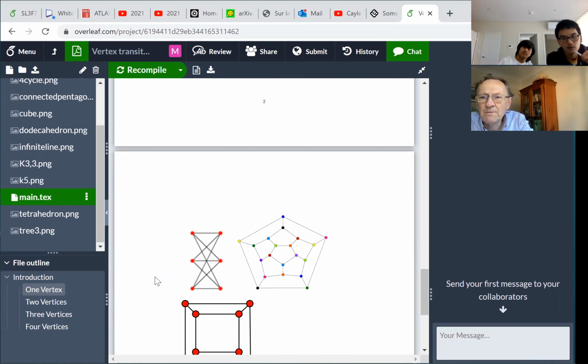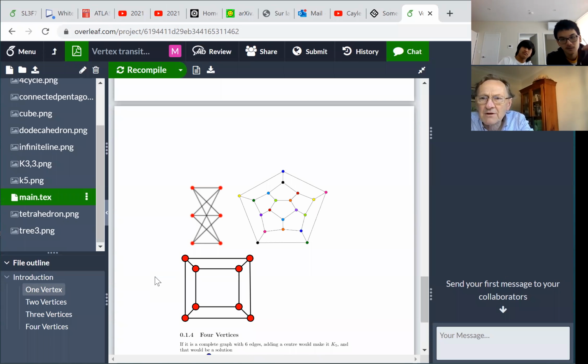So you've got a cube, you've got a graph there. I think that's a dodecahedron, isn't it? Yeah, that's the dodecahedron. So that's one, but there are many others, I think. Are there infinitely many others, or is it finite? I think there could be infinitely many others.